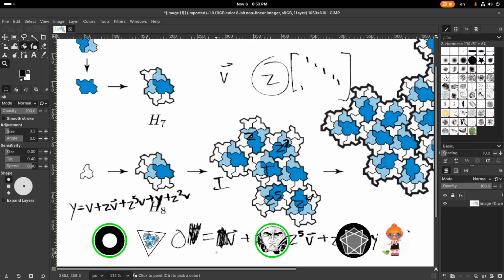Wait, so what do we do here? Those are V's. I'm lost. What is the next step? What is different in the two stages of the inflation?